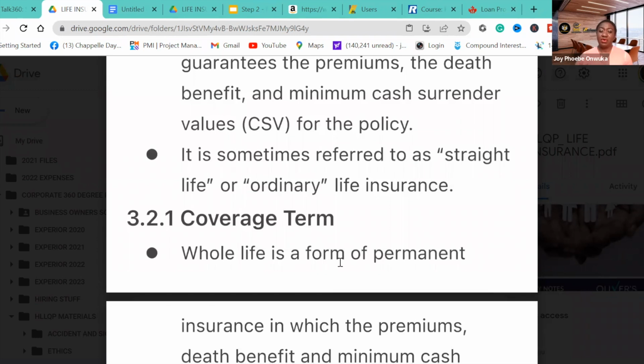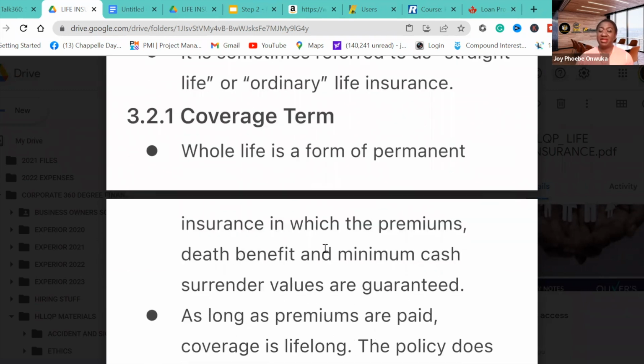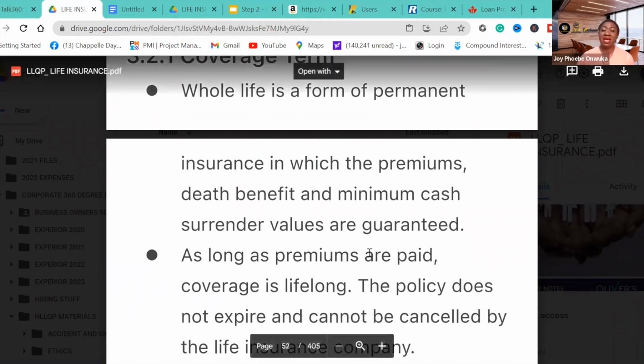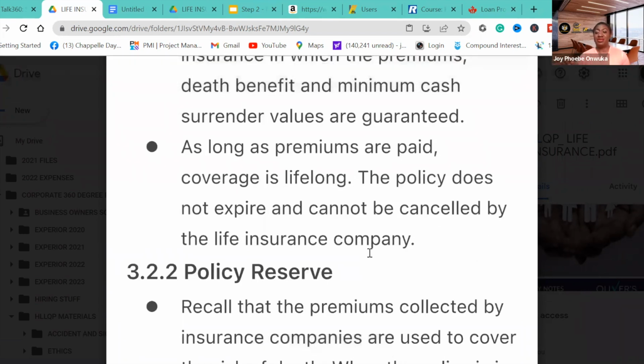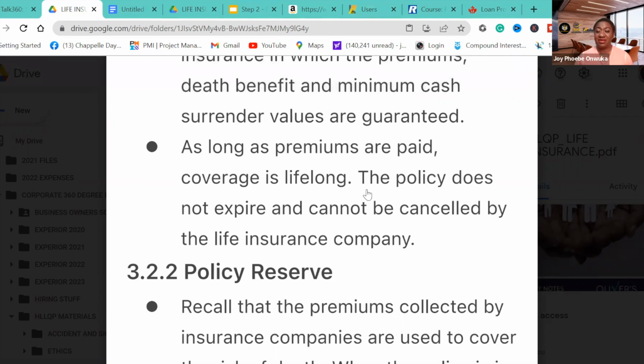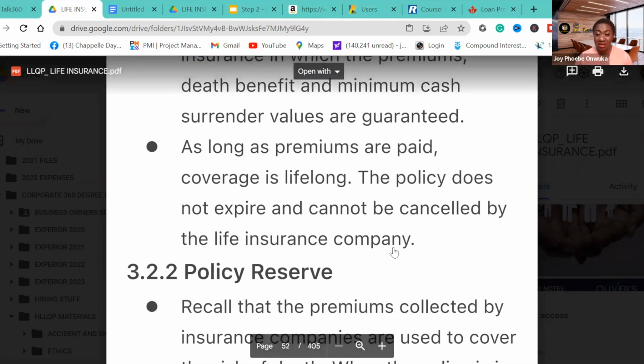Now, coverage term. Whole life is a form of permanent insurance in which the premiums, death benefits, and minimum cash surrender values are guaranteed. You see, that is the thing with whole life. It provides all these guarantees. And as long as premiums are paid, coverage is lifelong. The policy does not expire and cannot be cancelled by the life insurance company.